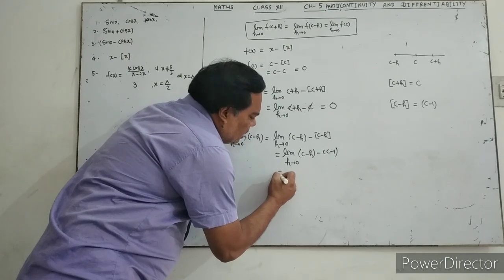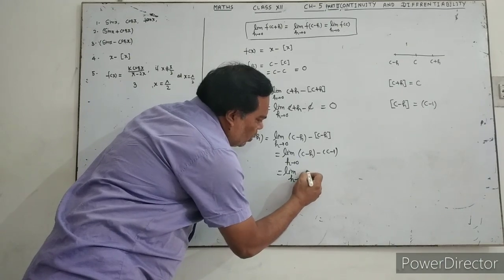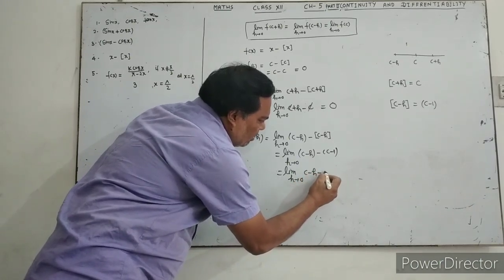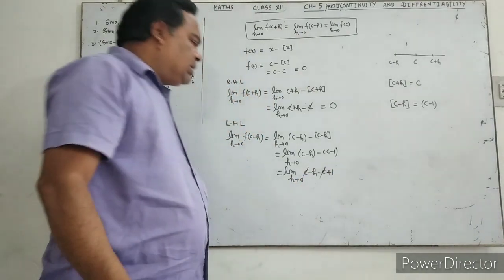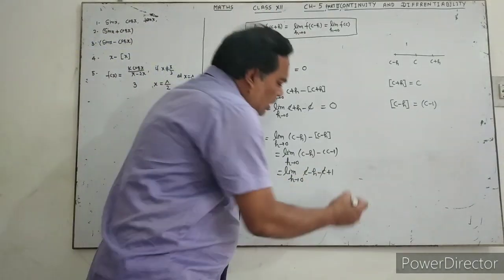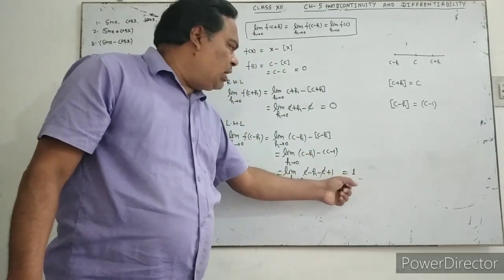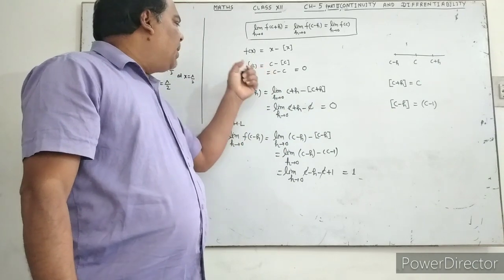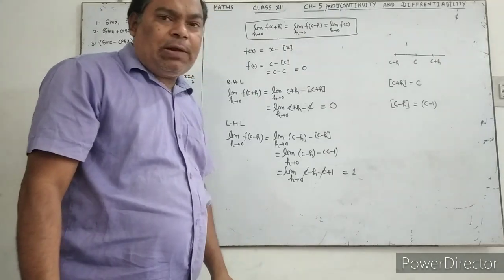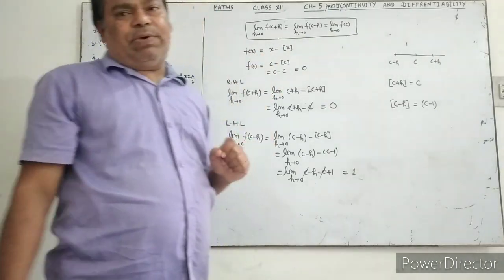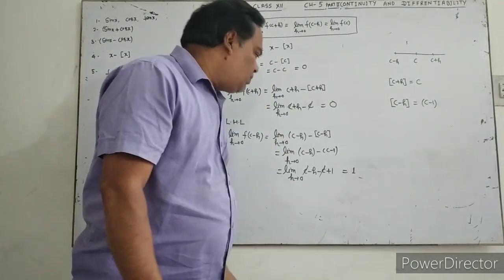Now this is equal to the limit as h tends to 0 of c minus h minus c plus 1. Then c and c cancel, and h tends to 0. What is the value? The value is 1. The left hand limit is 1, the right hand limit is 0, and the value at the point c is 0. Then all the three are not equal, so this is a discontinuous function. Then x minus the greatest integer of x is a discontinuous function.